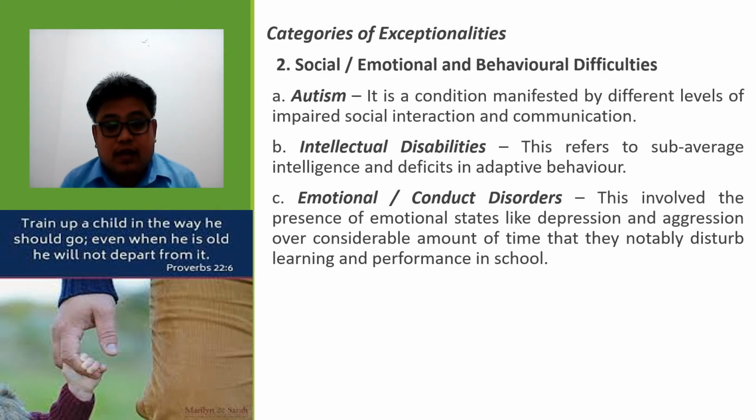The second category of exceptionality is the social or emotional and behavioral difficulties. There are 3 types of this category. Letter A is autism. It is a condition manifested by different levels of impaired social interaction and communication. Letter B is intellectual disabilities. This refers to sub-average intelligence with deficits in adaptive behavior. Letter C is emotional or conduct disorders. This involves the presence of emotional states like depression and aggression over a considerable amount of time that they notably disturb learning and performance in school.